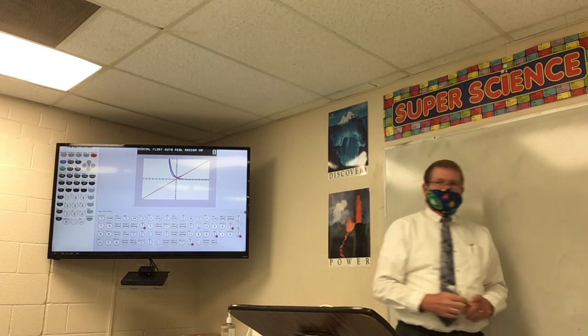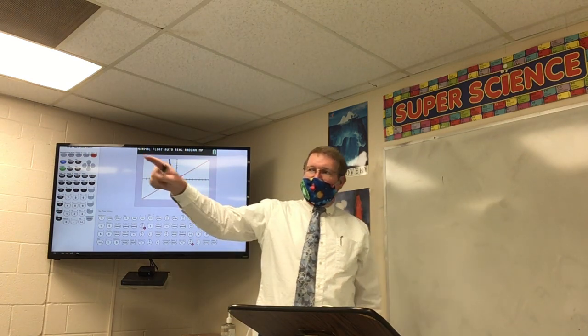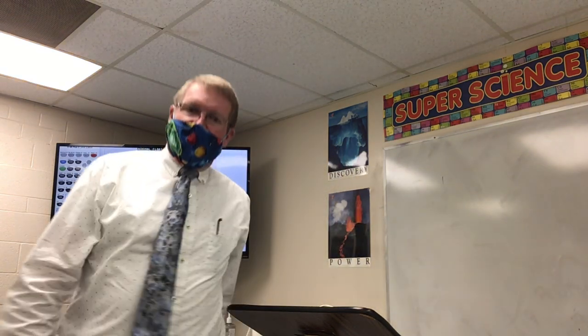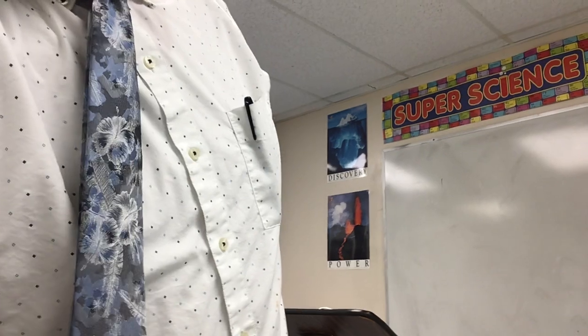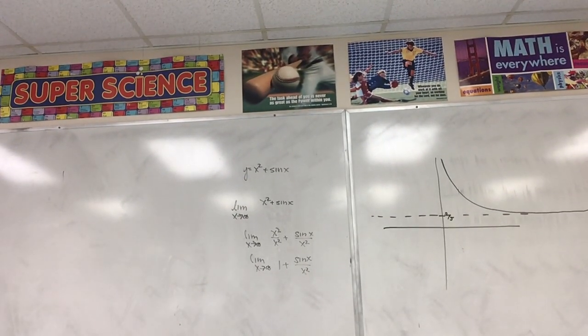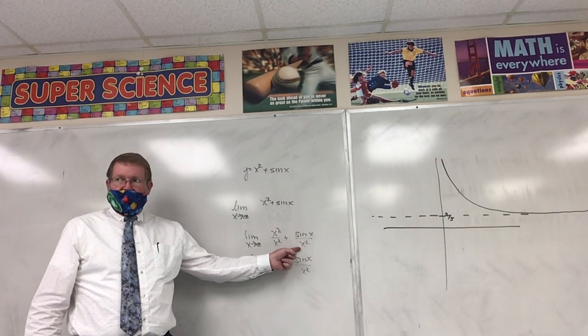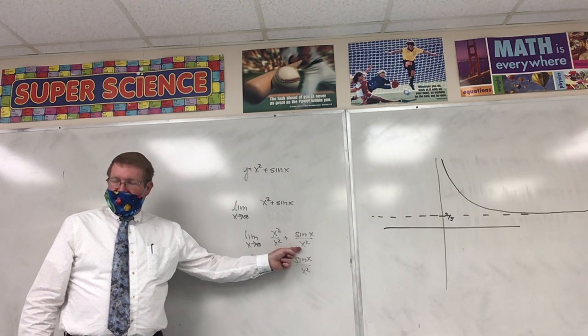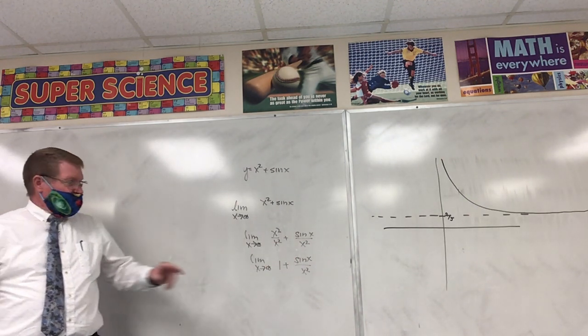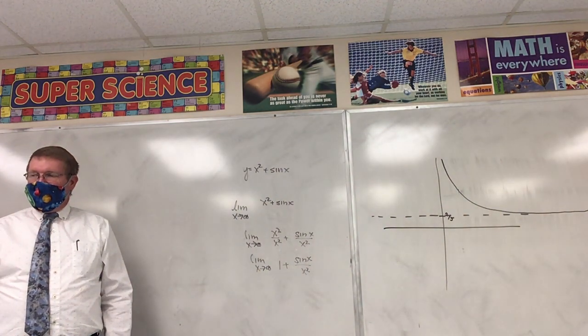Alright, well, let's think of sine x. What does sine x equal as x gets bigger and bigger and bigger? It always fluctuates between 1 and negative 1, right? What's happening to the denominator? It's getting bigger and bigger and bigger. So what's happening to the fraction, sine x over x squared? It's getting smaller.